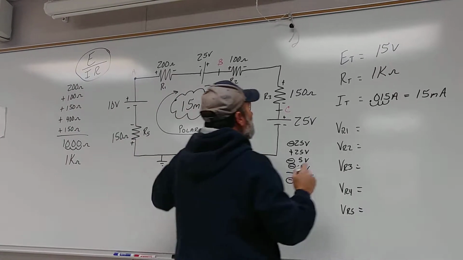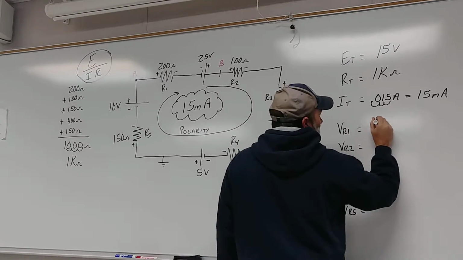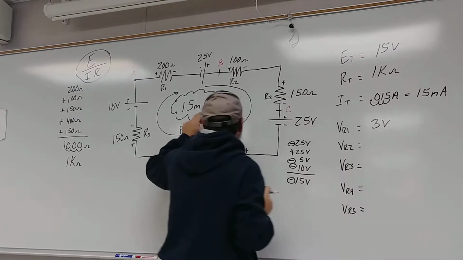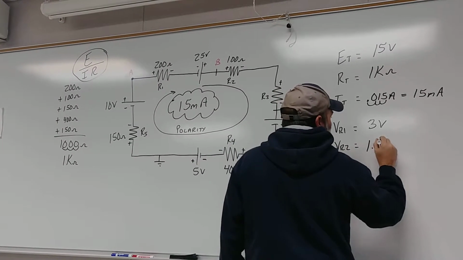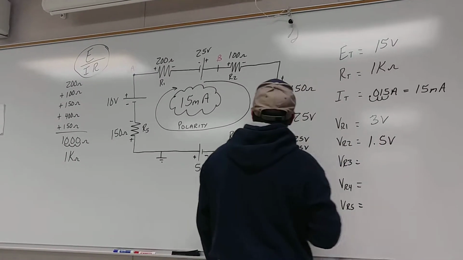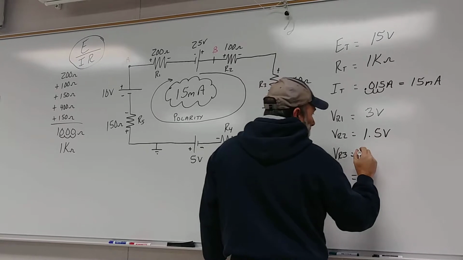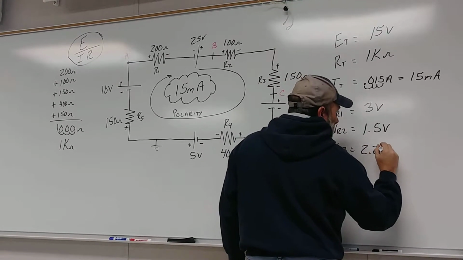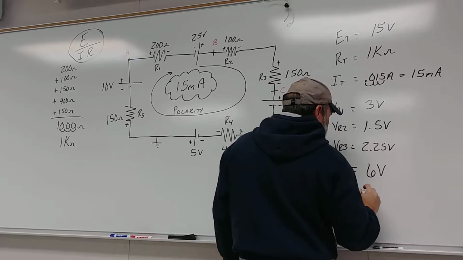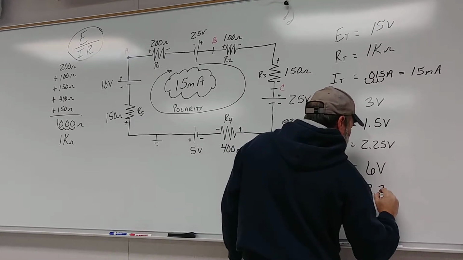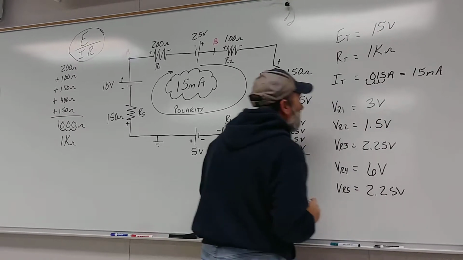So when I do this for VR1, 15 milliamps times 200 ohms, I'm going to get 3 volts. I'm going to get 1.5 volts for VR2. VR3, I'm going to get 2.25 volts. For VR4, I'm going to get 6 volts. For VR5, I'm going to get 2.25 volts.